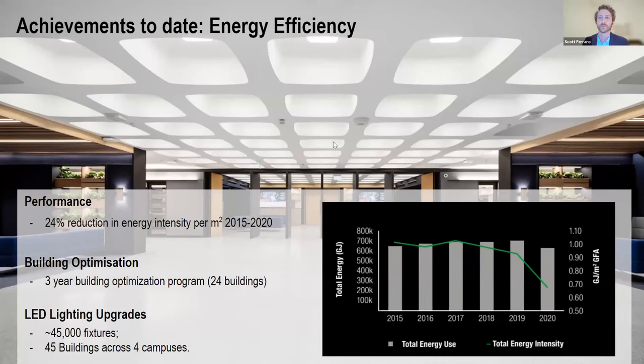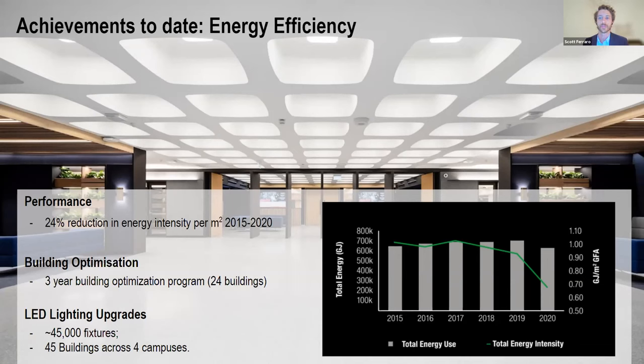So I'll run through some updates on our performance and what we've done to date. From an energy efficiency point of view, and big shout out to Kendra on this front, she's really driven this program, and also driven a lot of the graphics which you'll see today, so thank you, Kendra. From an energy intensity point of view, we've managed to reduce our energy intensity by 24% from 2015 through to 2020, and that's through a mix of building optimization programs. This is tuning buildings to make sure they're running as efficiently as they possibly can. And then also a really large scale LED retrofit program. Lighting consumes a significant portion of our energy consumption. So this program's rolled out across our campuses to replace lighting with LED as well.